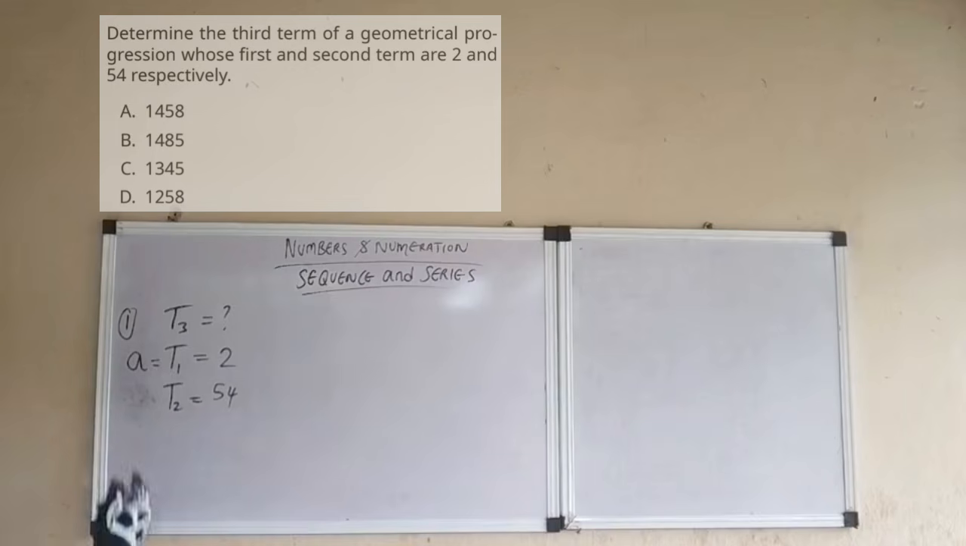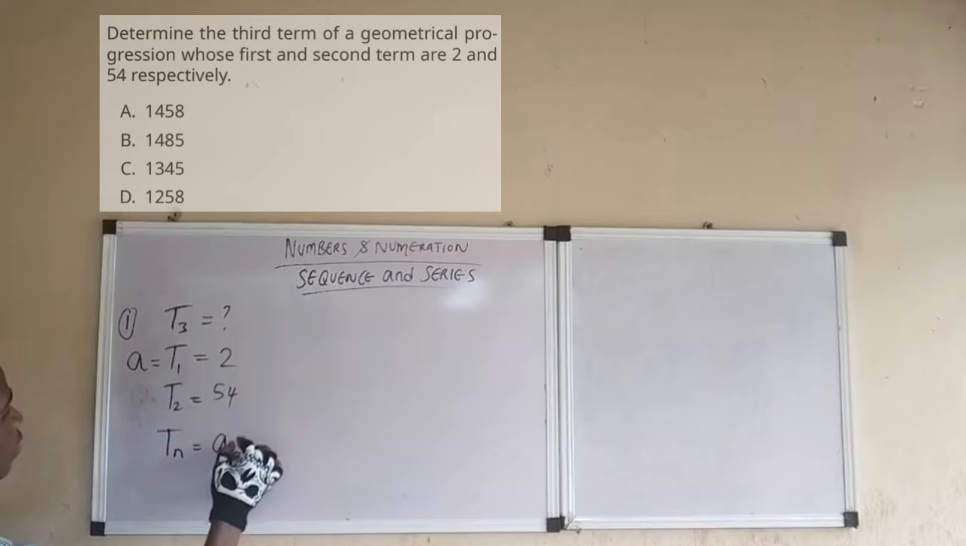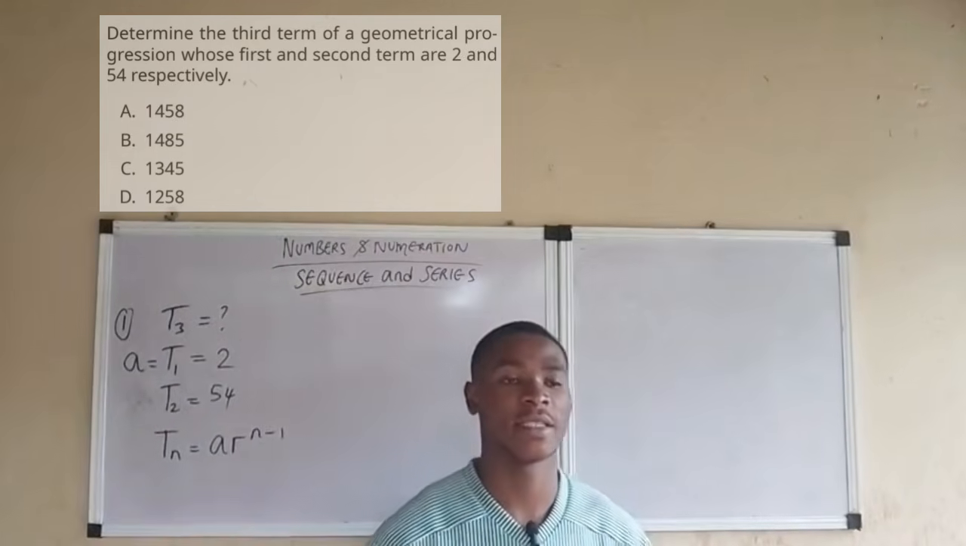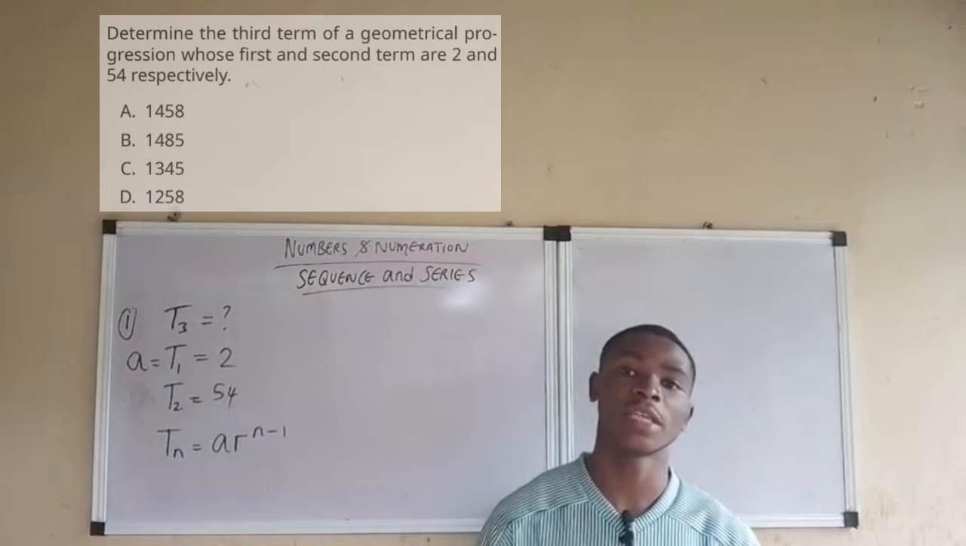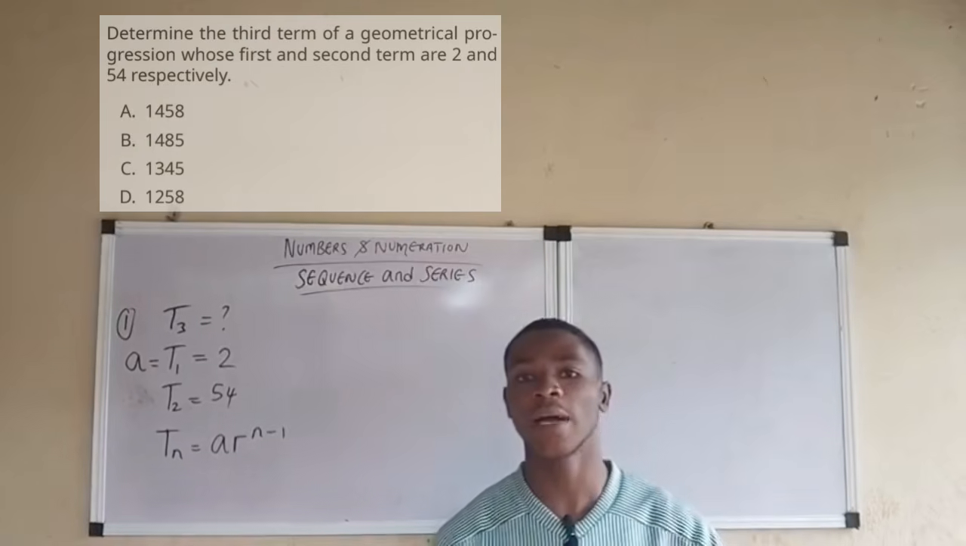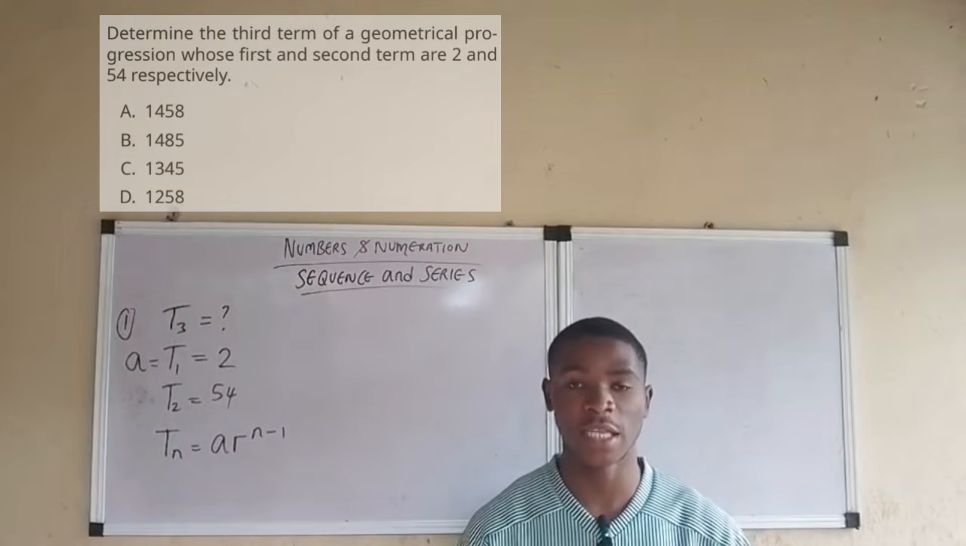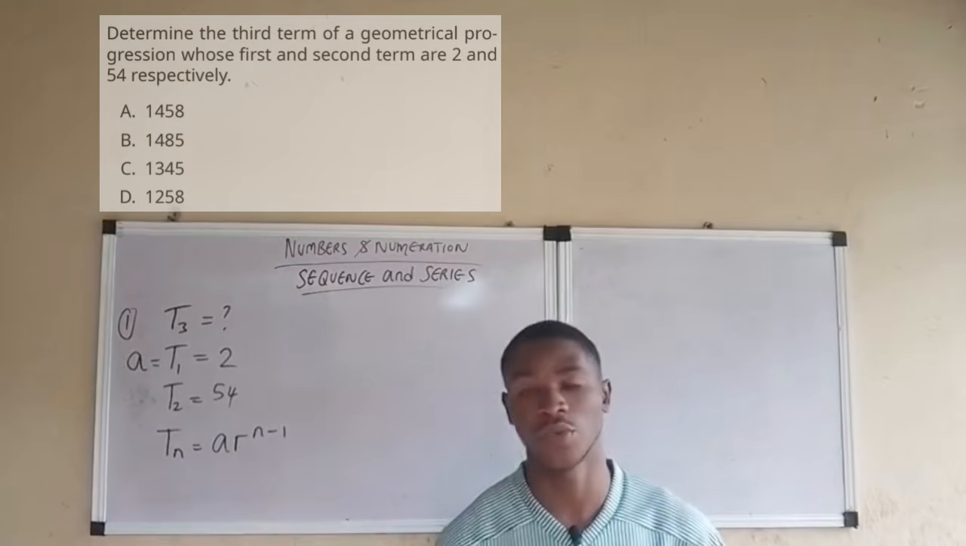We need the nth term formula of a GP to proceed. And that nth term formula is Tn equals A r raised to power n minus 1. Now, A is the first term, like I told you, and R is what is known as the common ratio. The common ratio is the division between the second term and the first term, the third term and the second term, the fourth term and the third term, more like the ratio between two consecutive terms in that geometric progression or series. Do you understand?